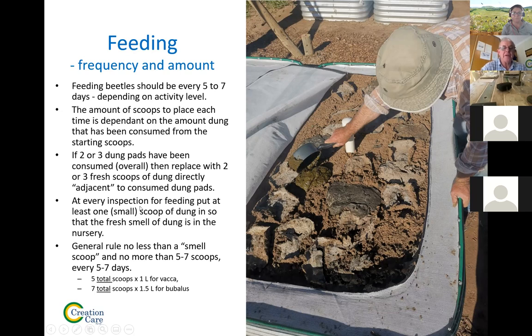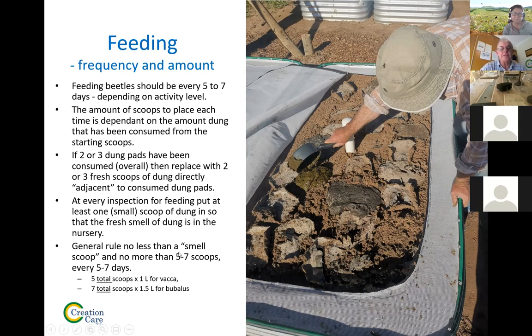Now, at every inspection, even if you don't think there's been much dung used, put in a small scoop, whether it's 0.5 liter or something, of fresh dung, so that the fresh dung smell is in the nursery. Because what happens if a beetle does come up from under a dung pad and is flying around wanting to find some more dung, if the dung's a few days old, it's got a crust, it's not smelly, it can fly around the nursery, it can stress, it can go to the side, it can walk around the side, and it can die. But if there's always a bit of fresh smell in there, then we know that beetle will find that, and so we're ensuring the survival of those beetles that are getting out from under the pad. So I call that the smell scoop.